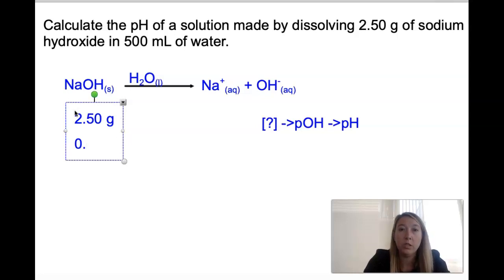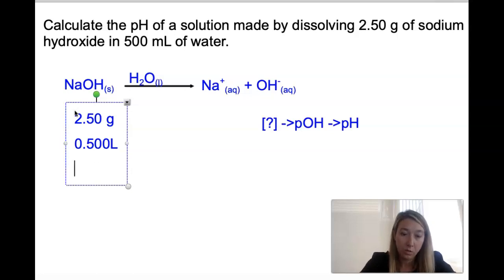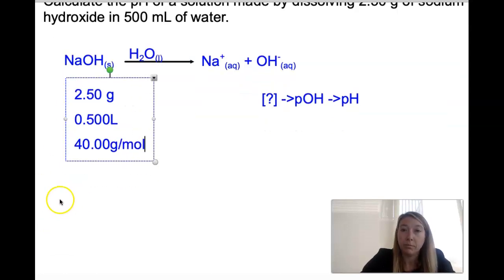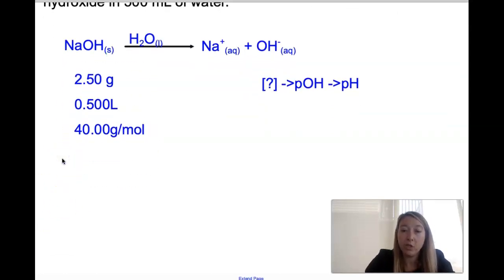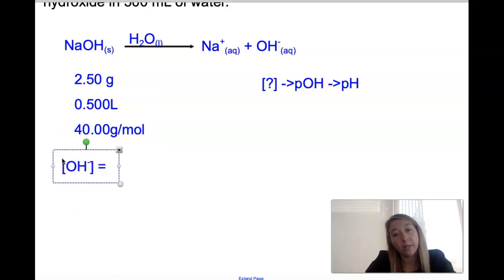We are also told 500 mils, which is 0.5 liters. Okay, we need a molar mass, so let's get that. It's going to be 40.00 grams per mole. All right, so we need to do our calculation. We are calculating the concentration of hydroxide. So what's this going to equal?